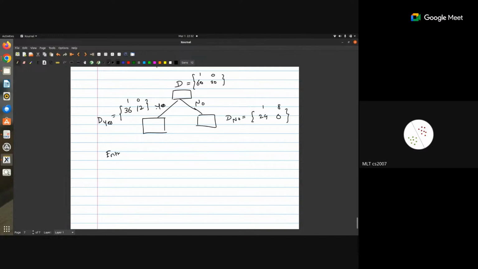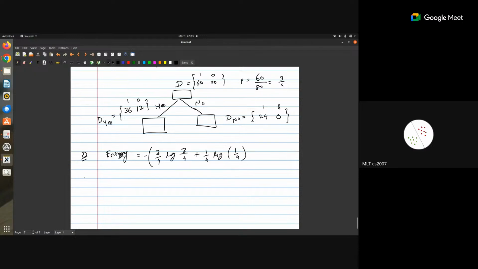What is the entropy? How do you calculate entropy at this node? All three have the same 3:1 ratio, sir. What is the fraction p for this? It is 60 by 80, so 3/4 and 1/4. So the entropy at D is minus 3 by 4 log of 3 by 4 plus 1 by 4 log of 1 by 4.